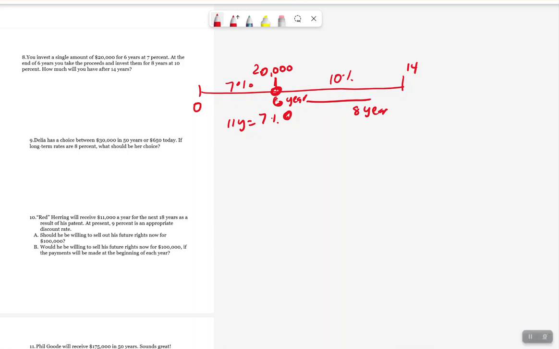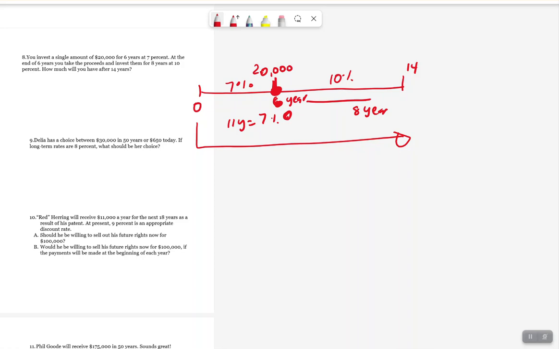So in this question, in other words, you are here, and you're going this way. When you're going this way, what we're looking for is a future value. If I were to put it into the calculator, what they're saying is you invest a single amount, so this is not a lump sum payment. You invest a single amount for 6 years: 20,000 for 6 years at 7%.